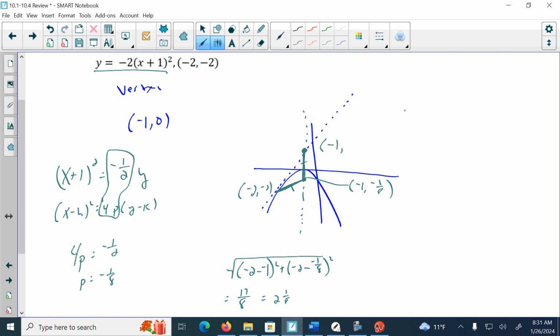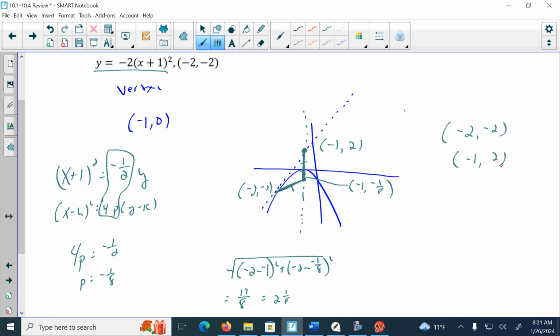Now I'm going to go up 2 1/8. Well, this is the 1/8, so this has to be 2. So now I have 2 points. I have the point -2 on that tangent line, and -1, 2, because that's the point I just found. Now I'm going to write the equation that goes through that line.